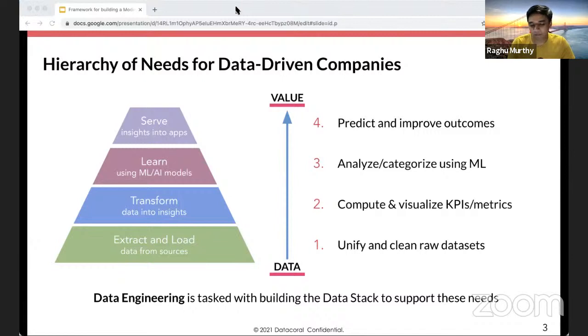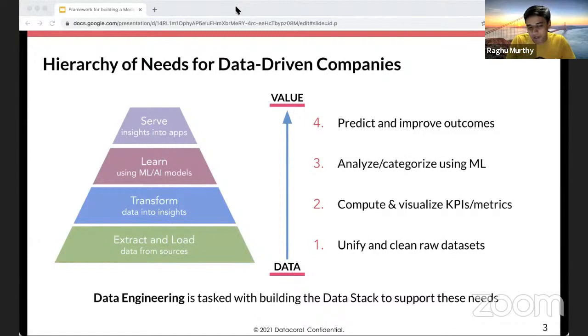So you might have in a company data sitting in very different places. So you first have to centralize it, maybe get it into a data lake or a data warehouse before you're able to figure out what the data means. So that is when you end up maybe computing some metrics, try to understand exactly what the data is. And only then can you even think about building machine learned models and then get really sophisticated and ultimately predict and improve outcomes.